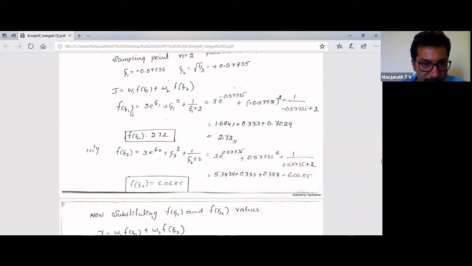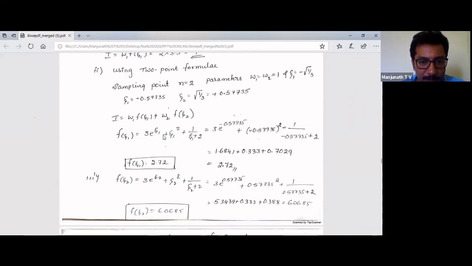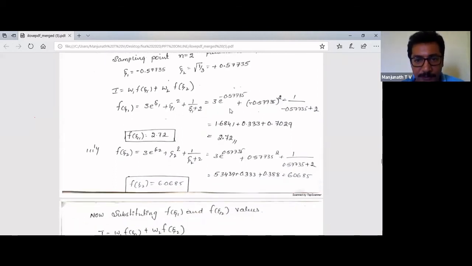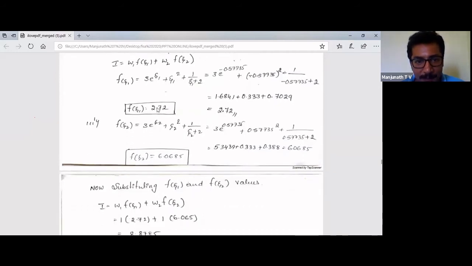For the first point, f of zeta 1 is equal to 3 e to the power of zeta 1 plus zeta 1 square plus 1 divided by zeta 1 plus 2. In this particular equation, substitute the values of zeta 1, then you are going to get the equation like this. As you simplify it, you are going to get the values like this. Then the final value you are going to get is 2.72 for f of zeta 1.